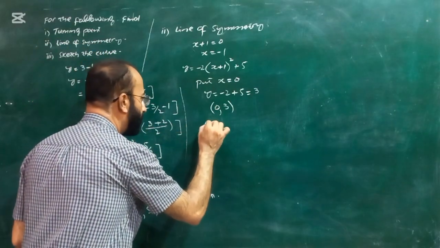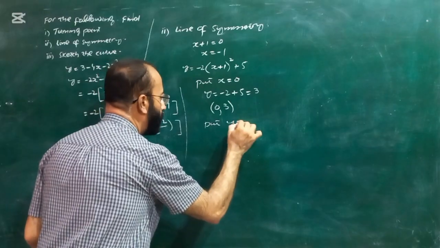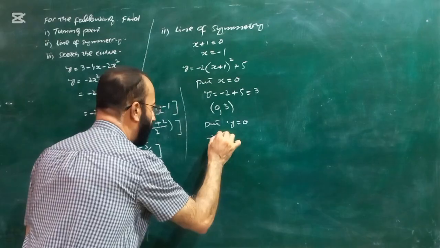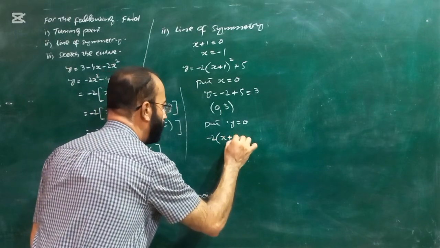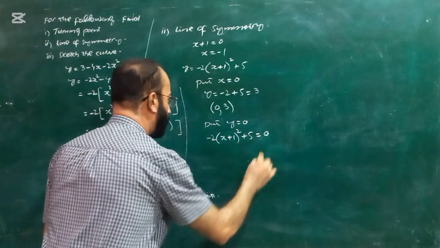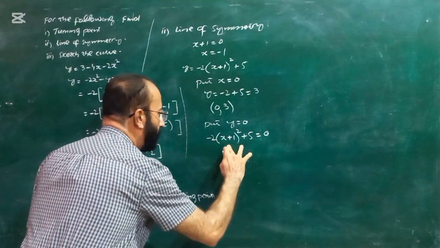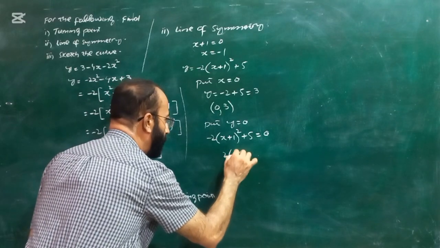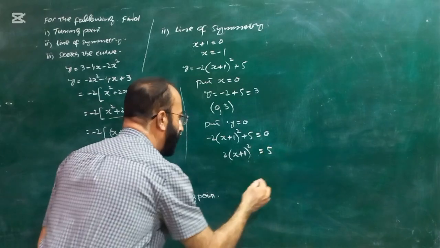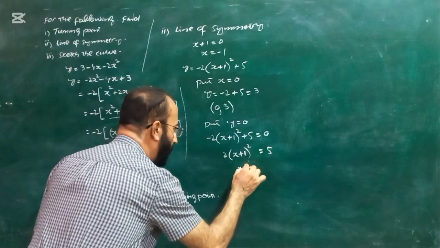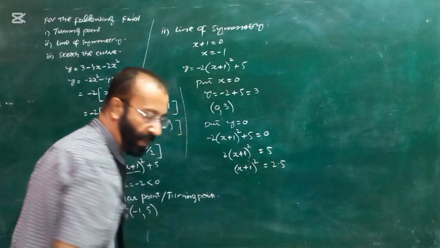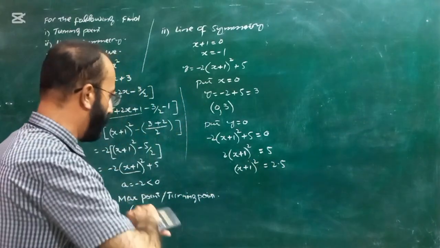Now put y is equal to 0. So by putting y is equal to 0, minus 2 into x plus 1 whole square plus 5 will become equal to 0. From here, this factor will go to the right side, so it will become 2 into x plus 1 whole square equal to 5. 2 will go to the right side, so it will become x plus 1 whole square equal to 2.5. So take the square root of both sides.